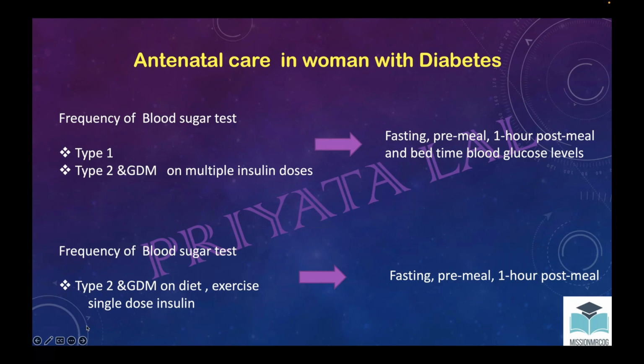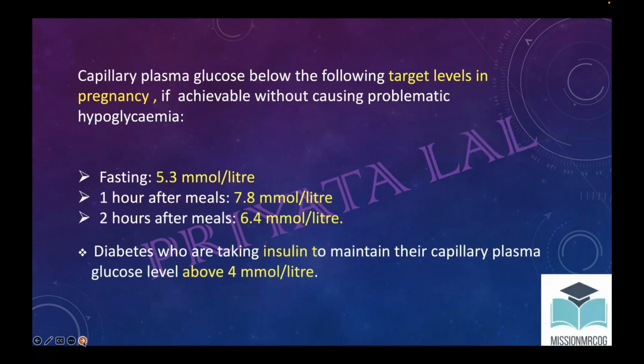Now, this slide is very, very, very important. These are the targets in pregnancy that the patient has to achieve. First we read the target in pre-pregnancy counseling. What should be the target pre-pregnancy? That was 4 to 7 fasting, and 5 to 7 pre-meal at any other time of the day. So these were the targets we read in pre-pregnancy counseling.